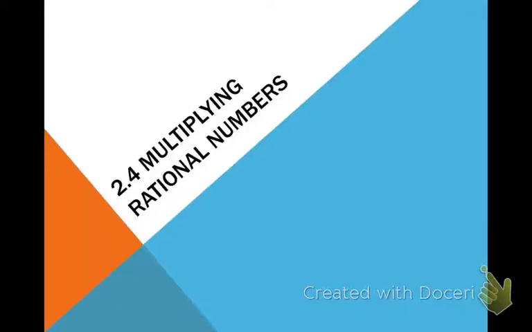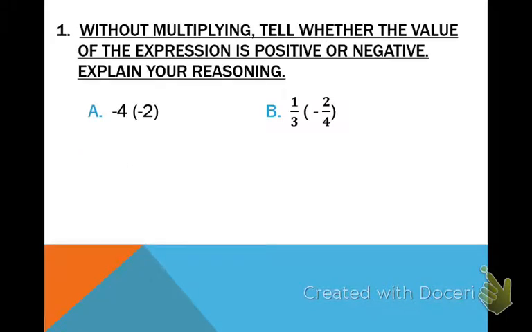We're going to be working on 2.4, multiplying rational numbers today. The first section that I want to talk to you about says, without multiplying, tell whether the value of the expression is positive or negative, and then explain your reasoning. On your 2.4 homework, there's going to be a couple questions that are exactly like this. I am not asking you to give me the answer.